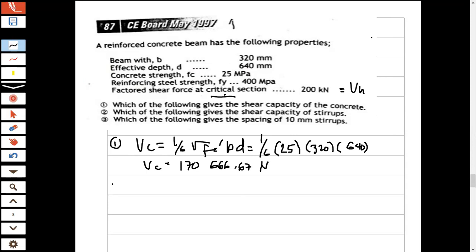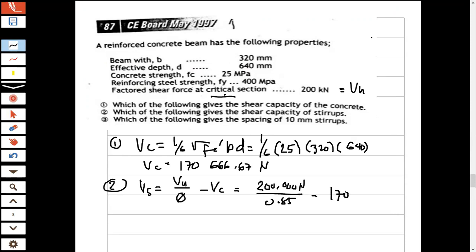Number 2, what is the shear capacity of stirrup? So VS naman tayo. VS is just equal to VU, na-derive na natin kanina, no? Minus VC. VU is given to be 200,000 Newton over 0.85 minus 170,666.67. Therefore, we can compute VS. 64,627 Newton or 64.63 kilonewton.